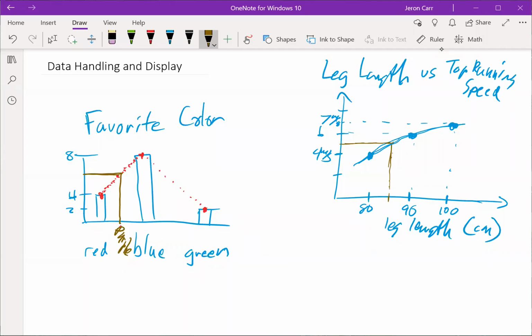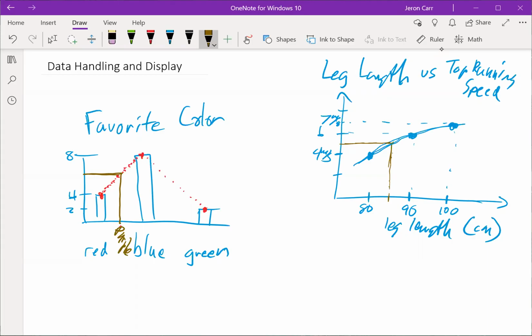So does that make sense? Well, in this case, remember, a line graph is claiming that there is a cause-effect relationship between what's happening on my horizontal axis and what's happening on my vertical axis. So does it make sense that leg length can cause a person to run faster or slower? Yeah, it does make sense, right?